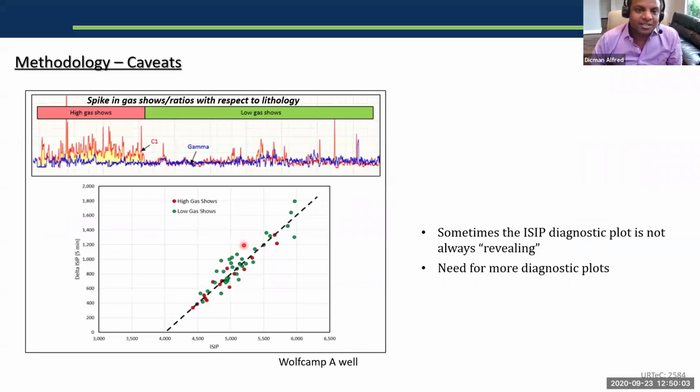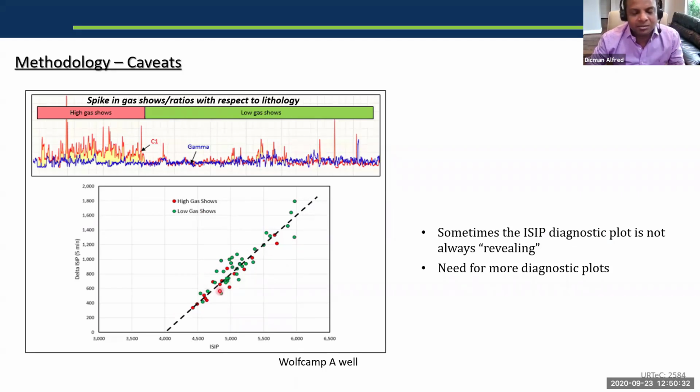Okay. So what are the caveats? I have to explain the caveats. So this is an interesting well. We drilled a well. Here's the gamma ray, and here's the gas shows. Everything was fine until we started seeing high gas shows. And to me as a person, I already knew what was happening in this well. So, okay, it's going to be fractures. Awesome. I'm going to find that using my delta ISIP, this plot. So I go there and plot this, and lo and behold, I didn't see anything.